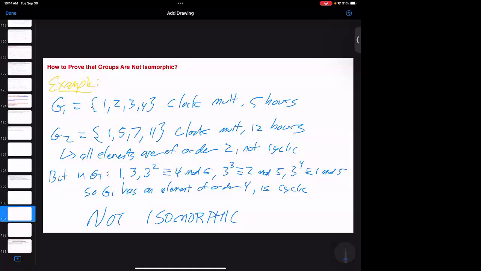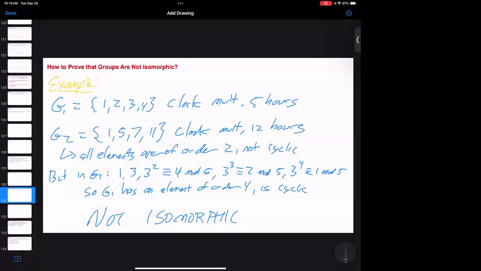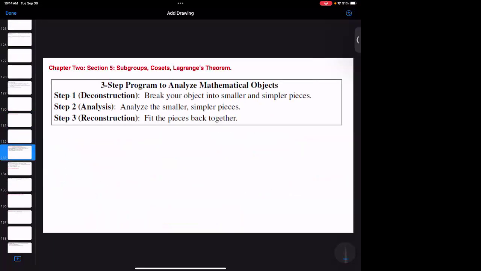Can we find a group homomorphism between G1 and G2? Your life depends on it. Can you find a group homomorphism? Yes. What would you do? Send everything to 1, right? We can always do that. So we can always find a group homomorphism, but we can't always find an isomorphism. So not everything is the same as everything else.